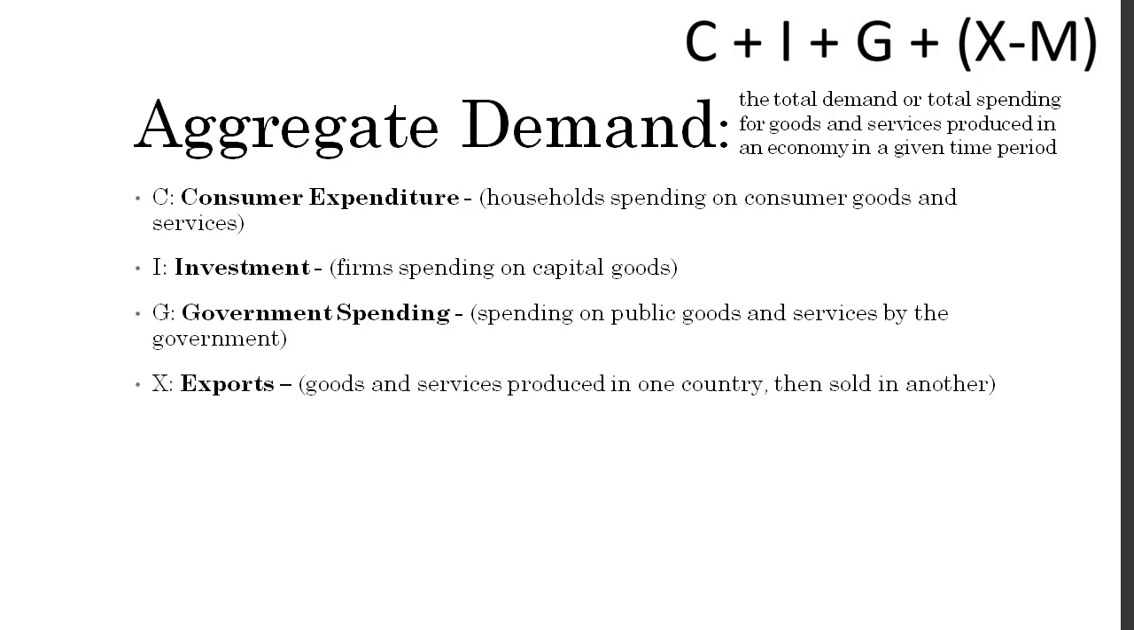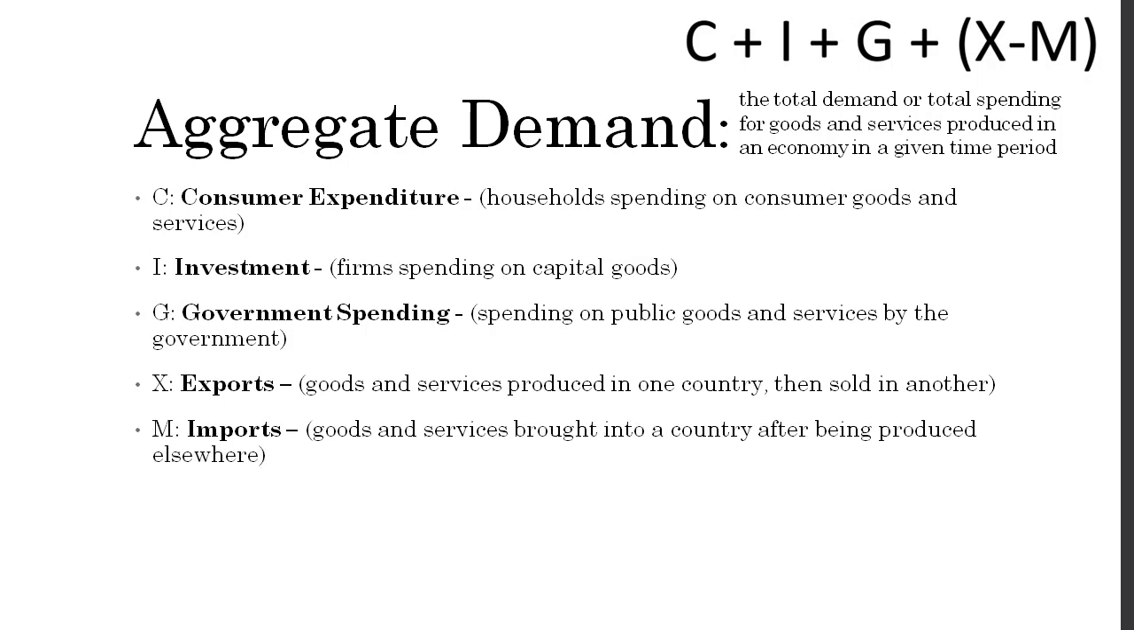X simply stands for exports. These are goods and services produced in one country, then sold in another. M stands for imports. These are goods and services brought into a country after being produced elsewhere. X minus M together make net exports. This is simply the value of exports in an economy minus the value of imports in an economy.